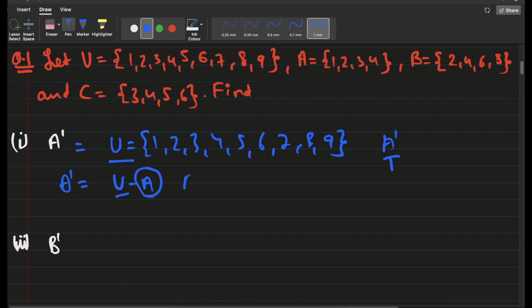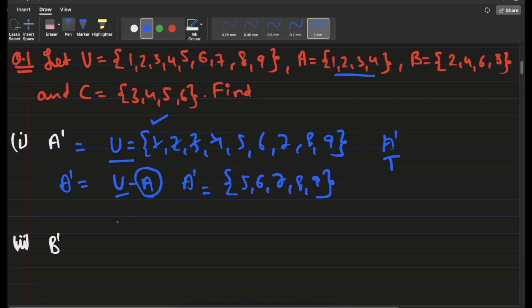So what would be A complement? A complement would be: remove all the elements of A from this universal set. What are the elements of A? 1, 2, 3, 4. So we have to remove 1, 2, 3, 4 from it. Then what would be A complement? 5, 6, 7, 8 and 9.